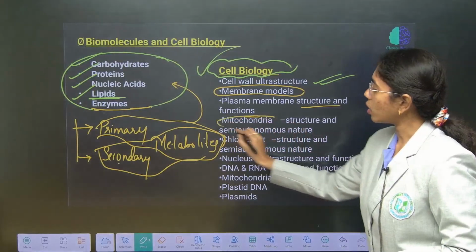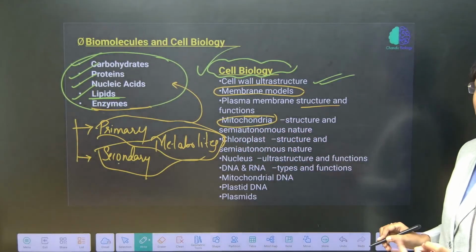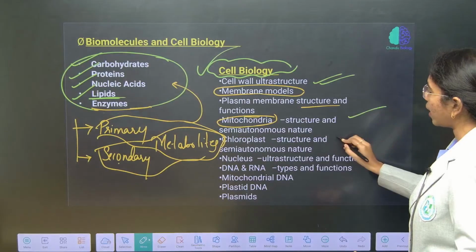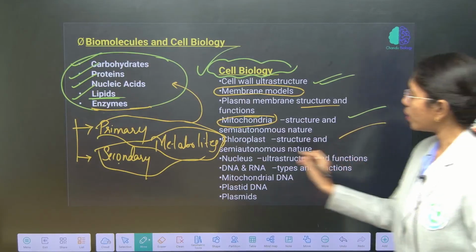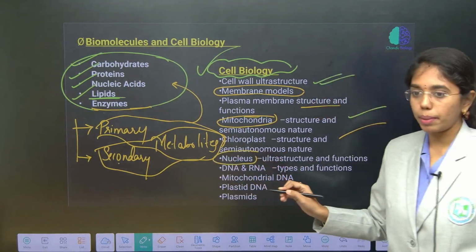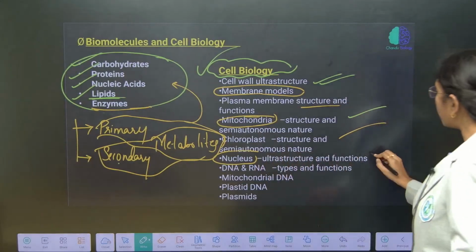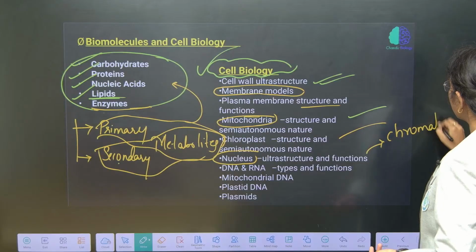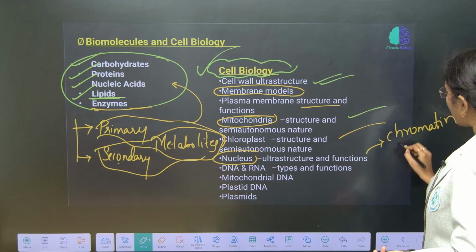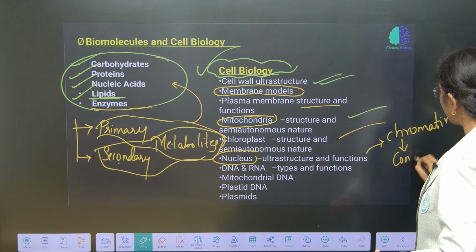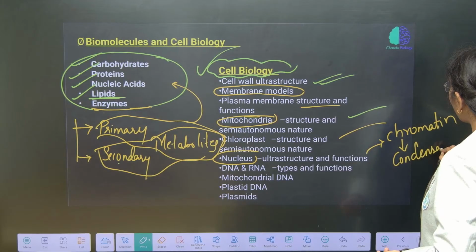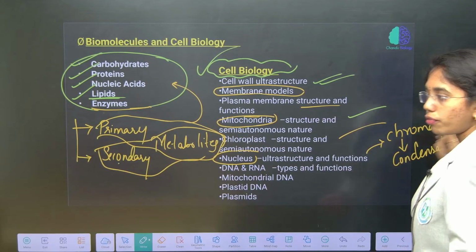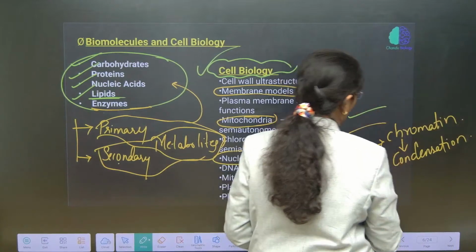Then you target semi-autonomous organelles, which are double membrane bound, like mitochondria and chloroplast, followed by nucleus, which is also double membrane bound. When you are going through nucleus, please go through the chromatin structure, chromatin condensation, where you will target which model? Nucleosome model.